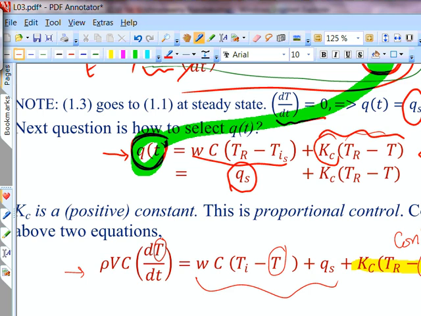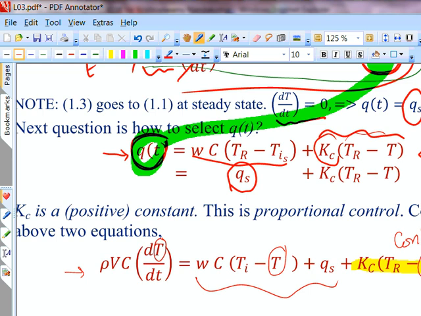Ti is the inlet temperature. TIS is the steady state inlet temperature, if it doesn't change. But I could change the inlet temperature to something else, so that will be a forcing. I can change the inlet temperature from 25 to another value and then ask what happens to the process. Okay, any other questions?